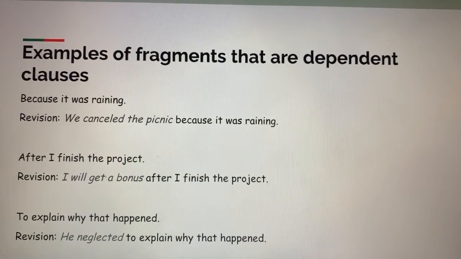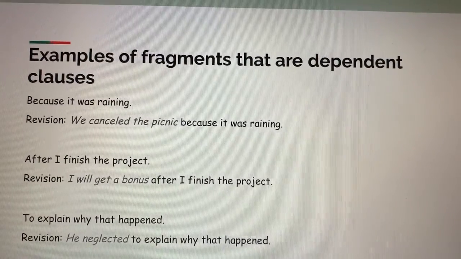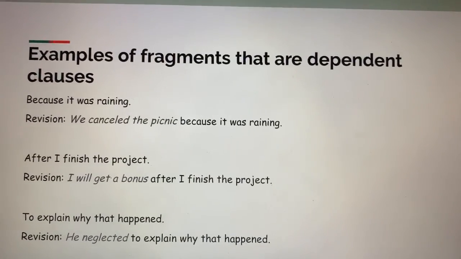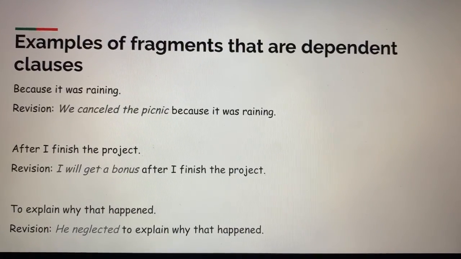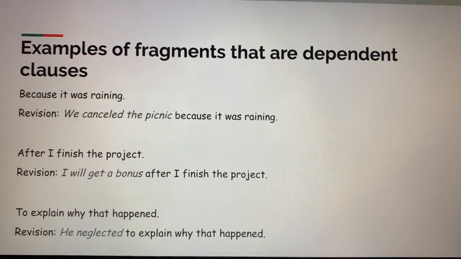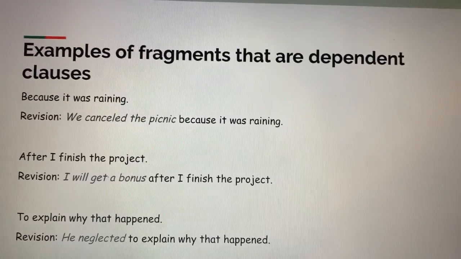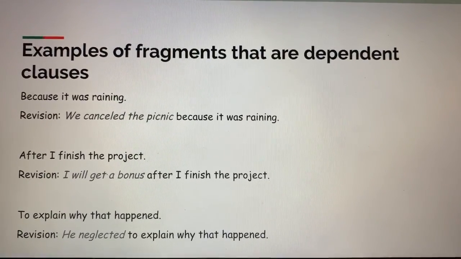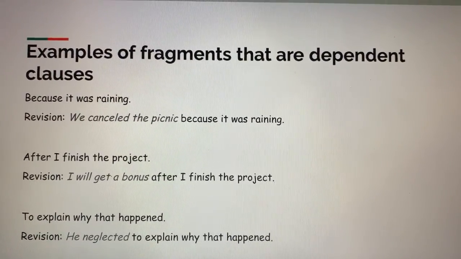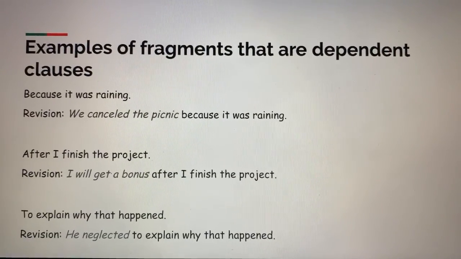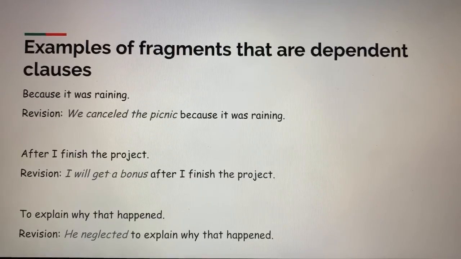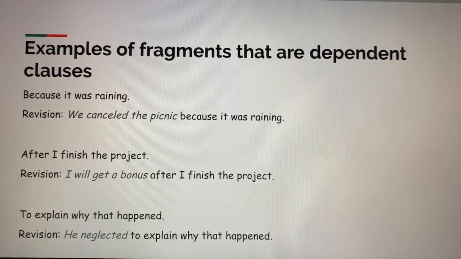Examples of fragments that are dependent clauses. This is where you might find a dependent clause that cannot stand by itself, and with that being so, it won't be a complete sentence and makes it a fragment. So the first one is, because it was raining. That one's a fragment, and we're going to have to add something to make it to where it can stand by itself and be a complete sentence. So the revision we could do: we canceled the picnic because it was raining.